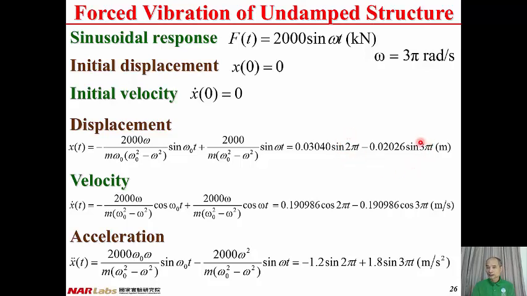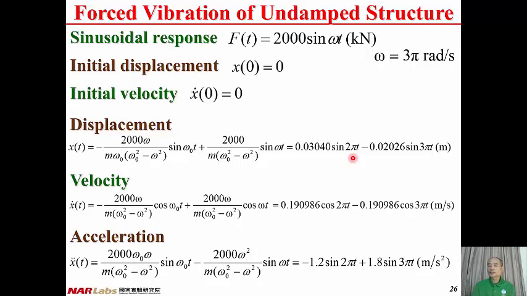And here, the displacement vibrates at 3 pi radian per second. Here is the excitation frequency. This is the structural frequency, 2 pi. This is the excitation frequency, 3 pi radian per second. Same for the acceleration. 2 pi is the structural frequency. 3 pi radian per second is the excitation frequency.